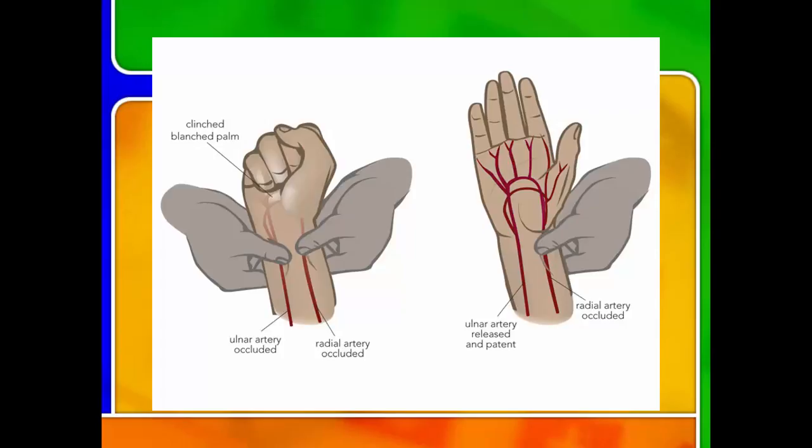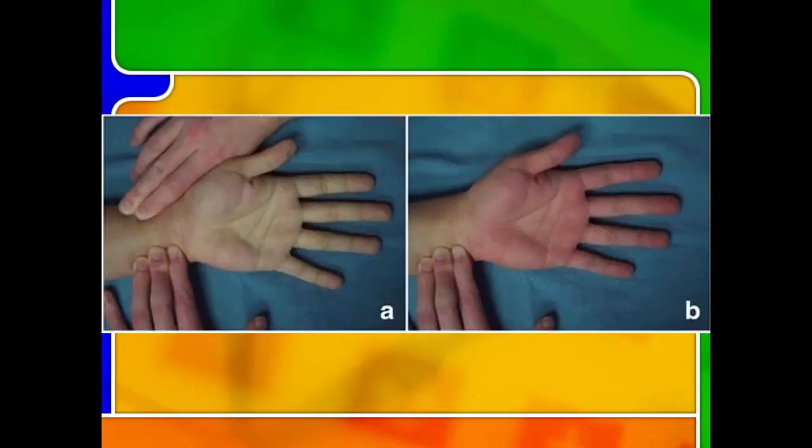If they do not have collateral circulation and you develop a hematoma in the radial artery, then they have no blood flow to their hand, and that could cause them to lose their hand. And so this is a picture showing you how when both arteries are occluded, the hand is blanched, and then when you release one or the other, the hand should pinken up, and that shows collateral circulation.